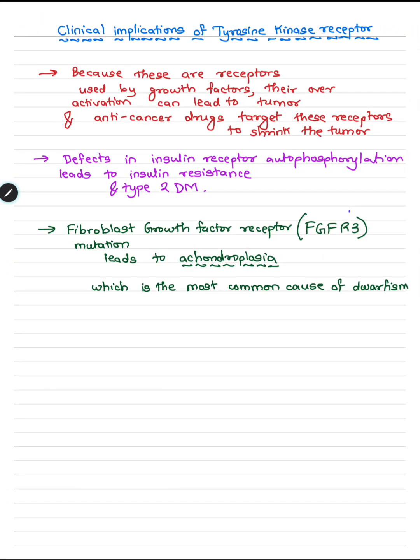Clinical implications of this are that because tyrosine kinase receptors are used by growth factors, their overactivation can lead to tumors, and anti-cancer, anti-tumor drugs target these receptors to shrink the tumor. Defects in insulin receptor autophosphorylation lead to insulin resistance and type 2 diabetes mellitus. Fibroblast growth factor receptor FGFR3 mutation leads to achondroplasia. Achondroplasia is the most common cause of dwarfism.